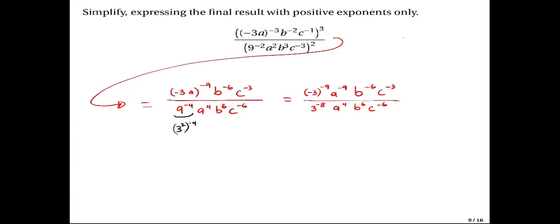Now, for this, we have a negative expression. The exponent is an odd number, so we can just bring out the negative. So this guy here will be equal now to negative 3 raised to negative 9.